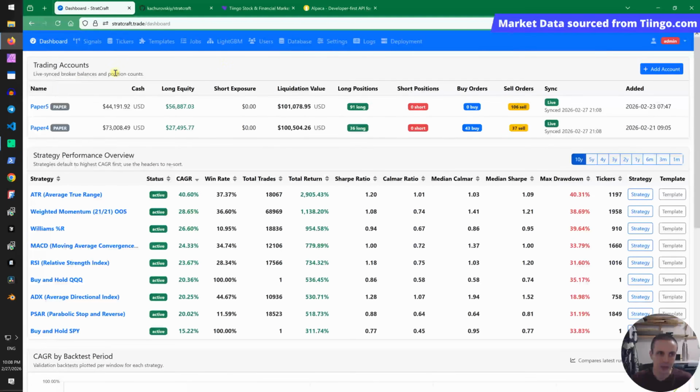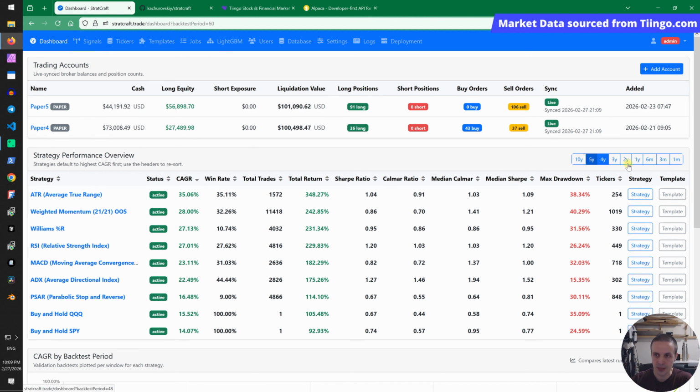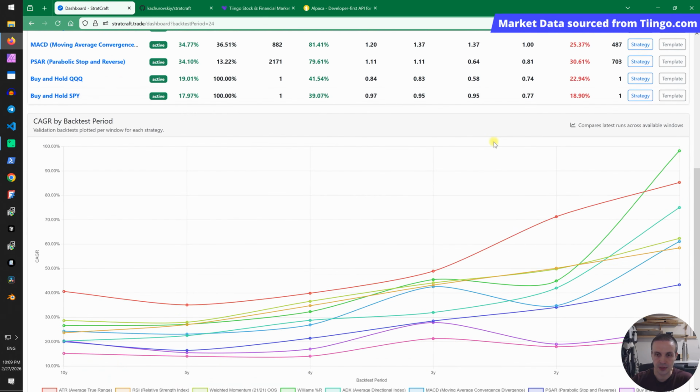First, we have a dashboard. Here we have our paper or live trading accounts. Those accounts have strategies attached to them that are making trades already. Below we have the list of our strategies and their backtests. Change the duration of the backtest we want to look at. For example, if we take the 1-year backtest, then the results are very different. And for 2 years as well. But after a certain number of years, it kind of stabilizes.